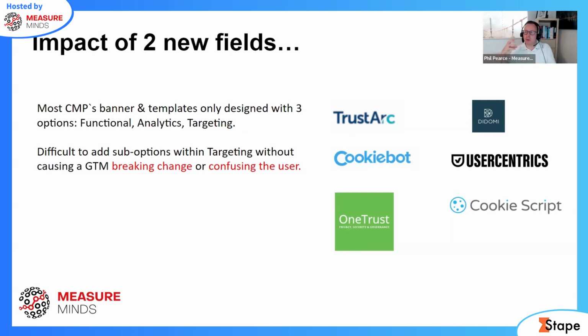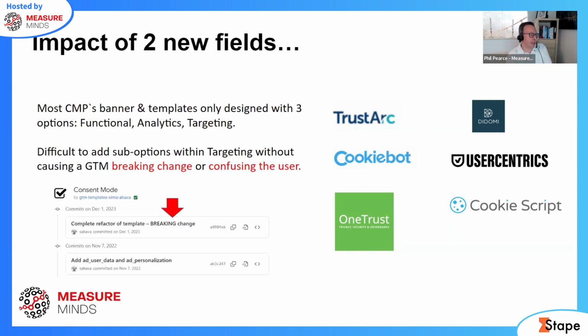The problem is with the GTM templates, which most of these CMPs are using, it's quite difficult to push out a change to add new fields. And in this case here, Simo pushed out a change to his template and it caused a breaking change, which is obviously not good for paying users if they're using these CMPs.